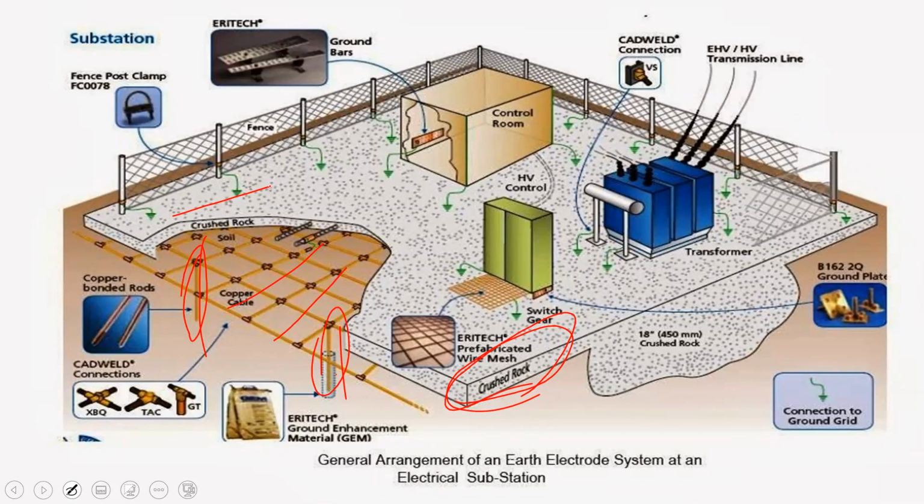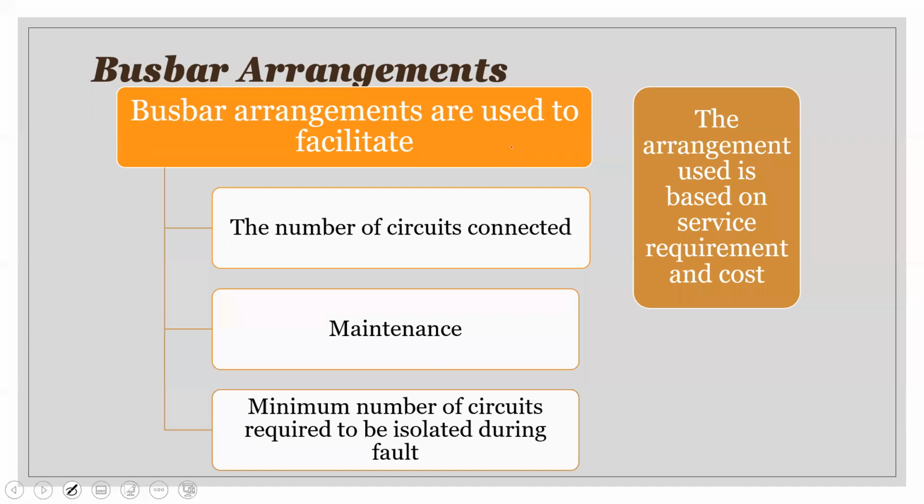So you can refer to this, your control room. That is where all your relays are located, and that again is connected to your grid. Is there anything else I need to mention here? No, I'll leave that. Next, your bus bar arrangements.